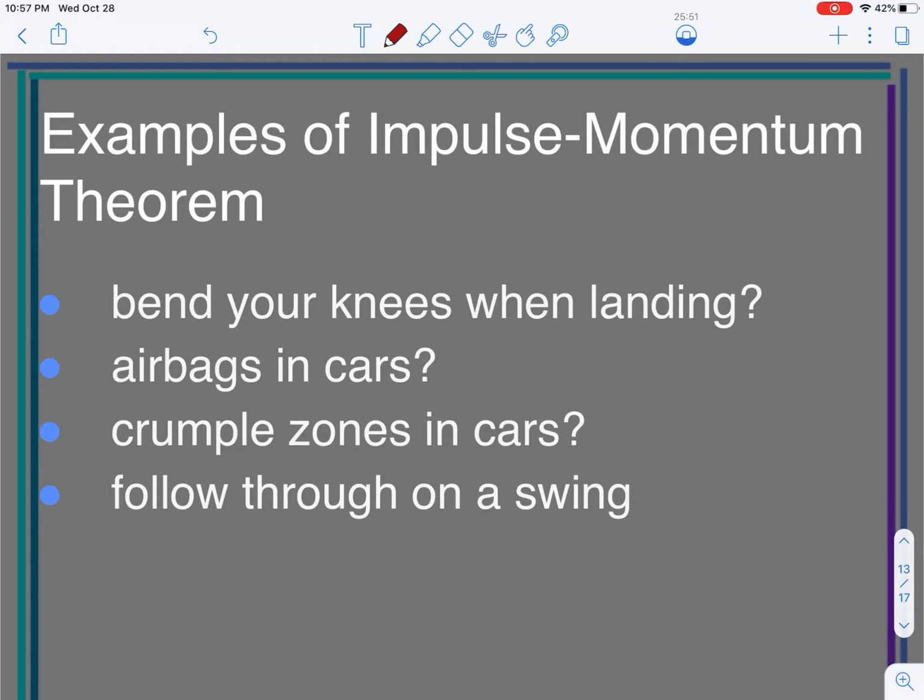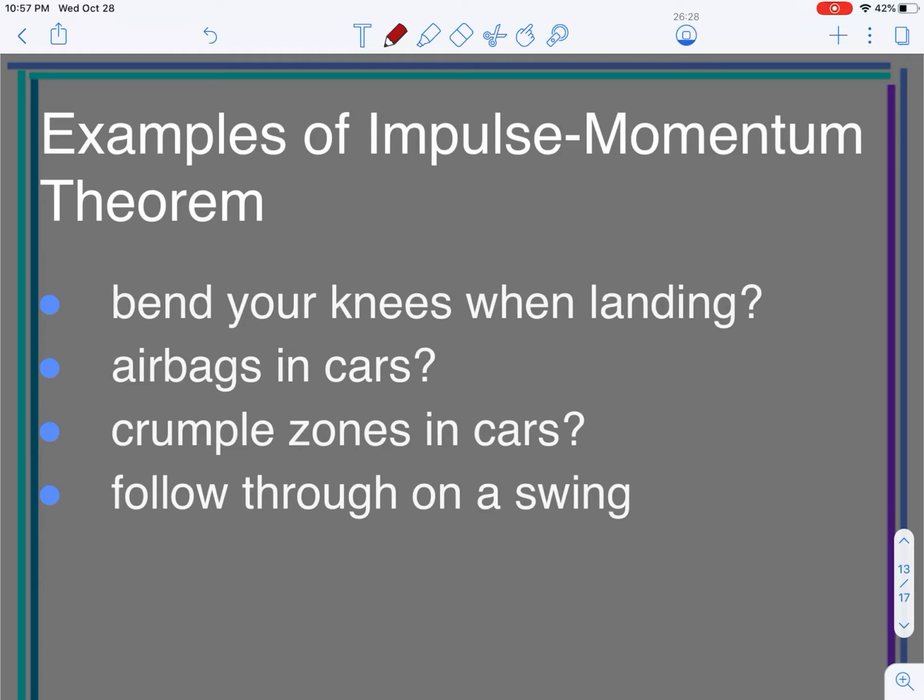Well, really, what's happening is when you bend your knees, you are giving your body more time to decelerate. So, by increasing the amount of time that it takes to bring you to a stop, you are decreasing the force that you experience on impact. Okay? Airbags are now standard in vehicles because airbags are going to give your body, your head specifically, more time to come to a stop. Therefore, there is a lesser force needed to decelerate you from moving forward, right?